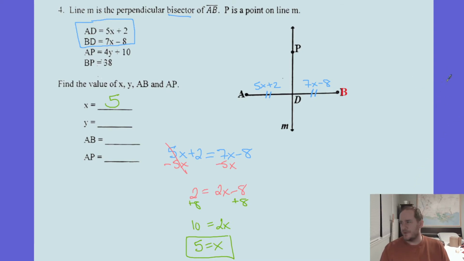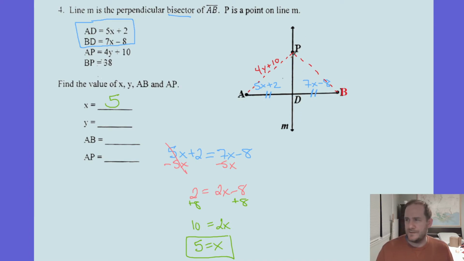And so now I'm worried about y. For y, the only y expression you have is where it says 4y plus 10 is equal to AP. Now you don't even see anything at AP, and that's okay. You could always draw it in yourself if you wanted to. But they're just trying to tell you that 4y plus 10 is representing that distance, the distance between point A and point P. And then they gave you BP also, so they're giving you this distance too.